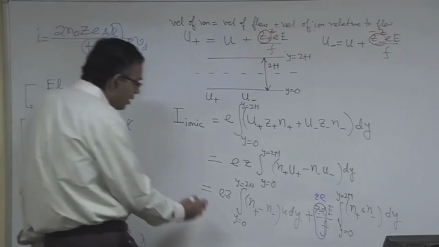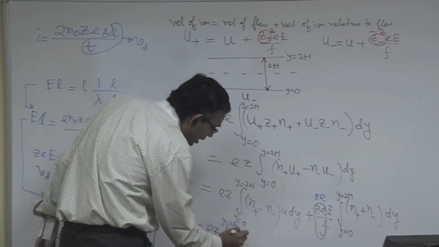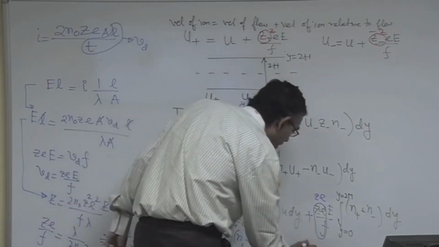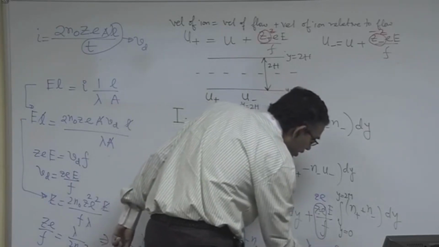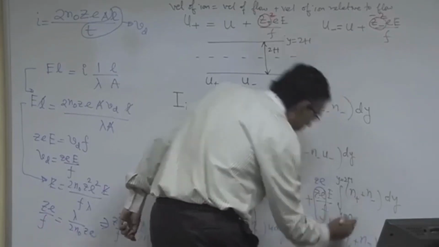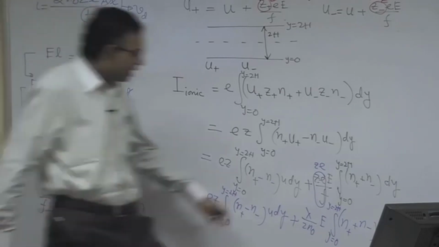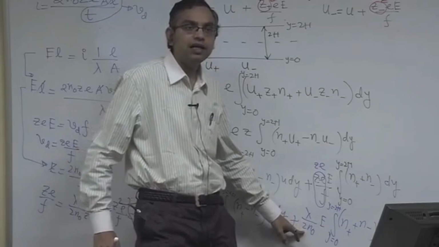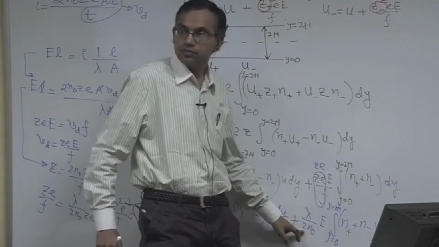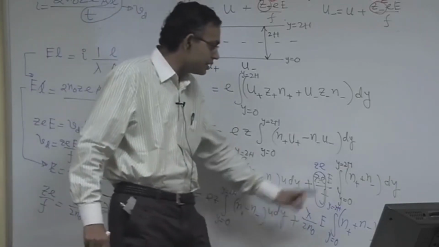Okay. So the ionic current becomes Ez integral of y equal to 0 to y is equal to 2h (n plus minus n minus) u dy plus lambda by 2 n0 e integral of (n plus, n minus) dy, y is equal to 0 to y is equal to 2h. Okay. So this electromigration of ions actually creates ionic conduction. So sometimes this component of current is also known as conduction current. So this is advection current, or streaming current, and this is conduction current.